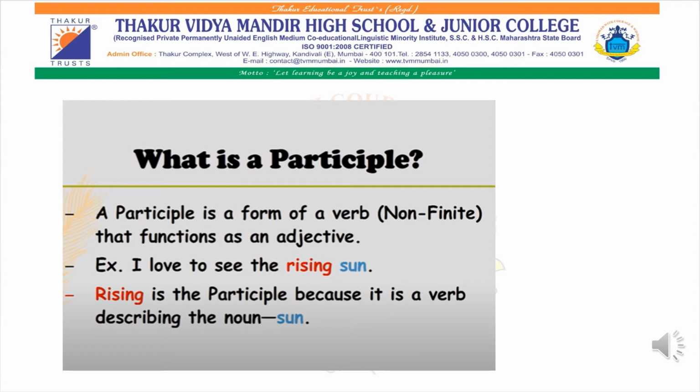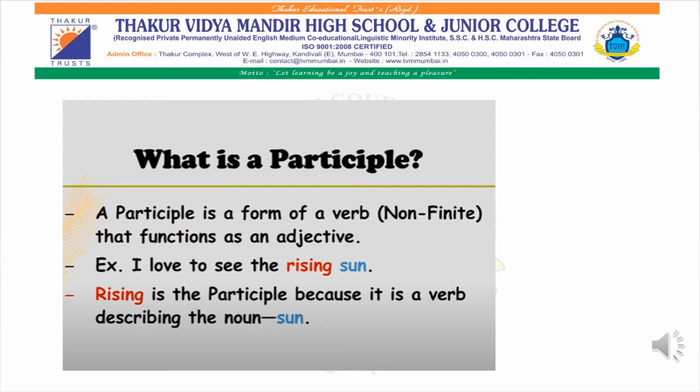Even though that particular sentence ends with -ing, in a participle, that word acts as an adjective if it is a participle, and if it is a gerund it will act as a noun. Now we will see an example. I love to see the rising sun. In this sentence, rising is the participle because it is a verb, and it describes the noun sun.